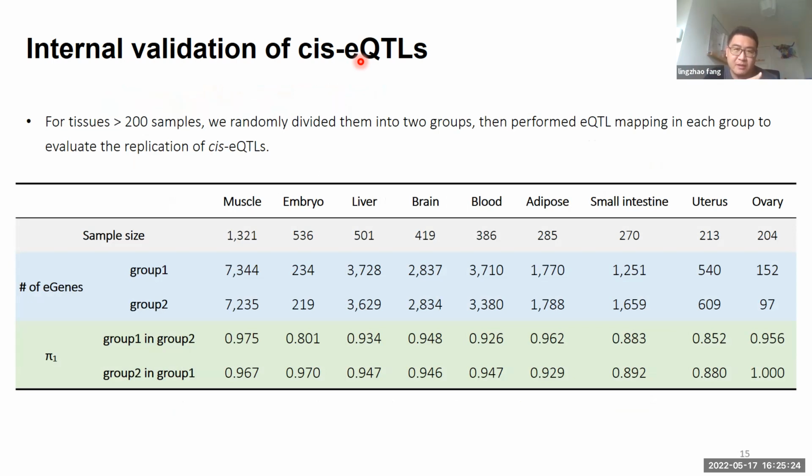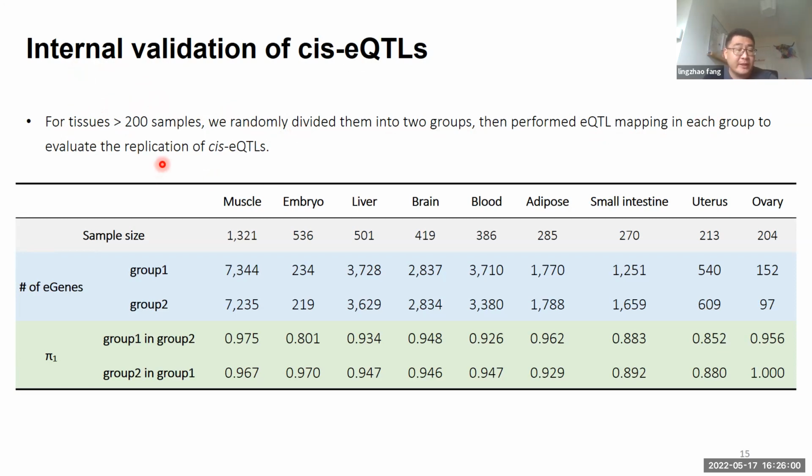Because this is from public data, there are a lot of confounding things that can give us false positives. So we need to show that these eQTLs are really good for downstream analysis. The first validation is called internal validation. We took the tissues where we have over 200 samples, randomly divided these samples into two groups, performed cis-eQTL mapping within each group, and then validated in the other group.